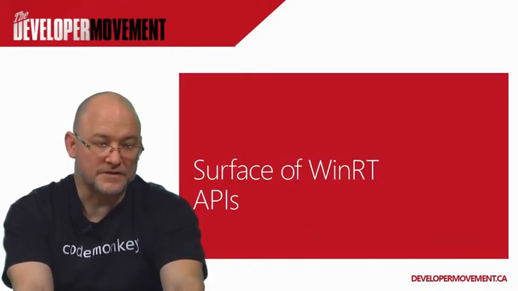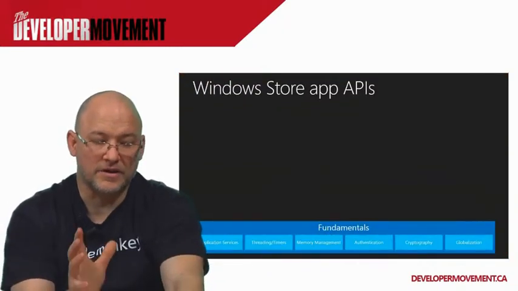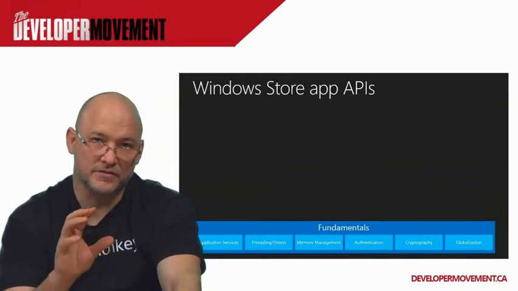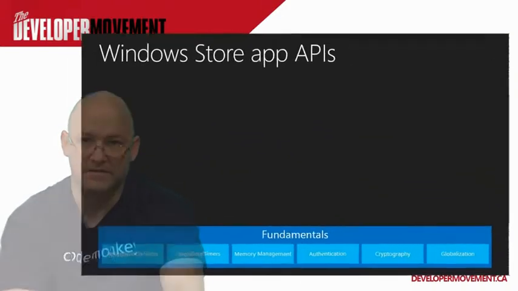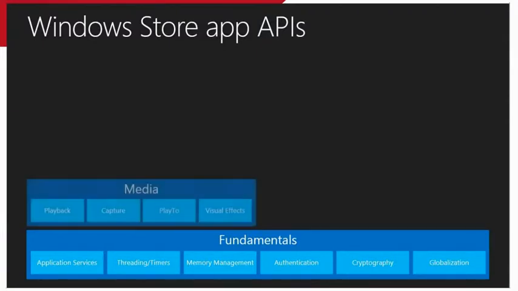So you'll see a lot of really cool things have opened up now that basically take advantage of this. The surface of WinRT APIs: the fundamentals are your application services, your base items that you'll recognize from your system namespace if you're used to managed code. Things like threading, memory management, authentication, and globalization. Then on top of that, you'll have your media playback, your different abilities to do capture and play too, and your visual effects, so things like visualizations and transformations.